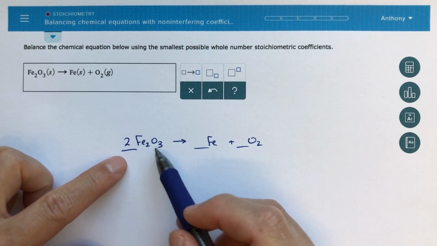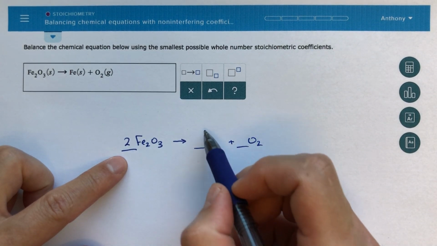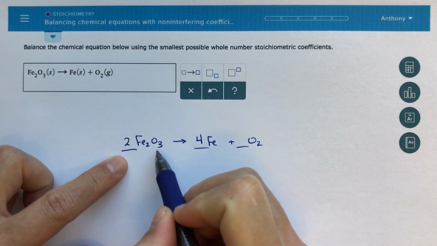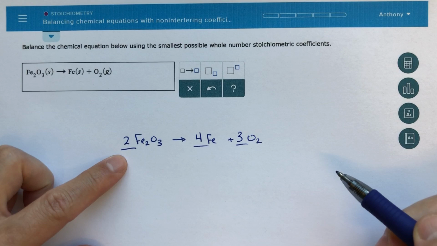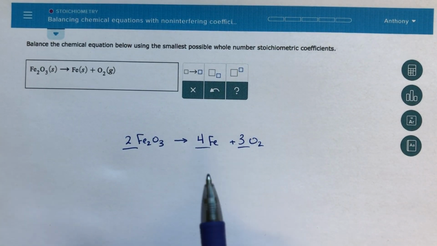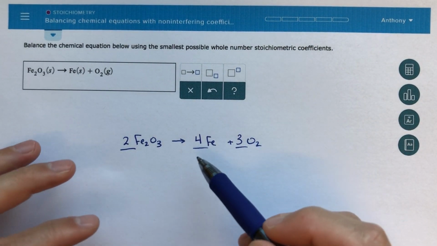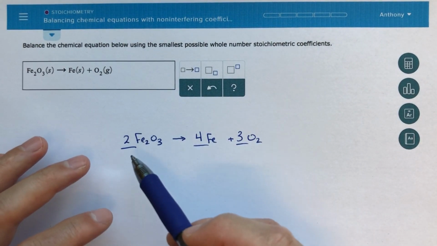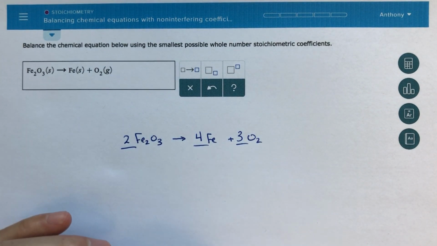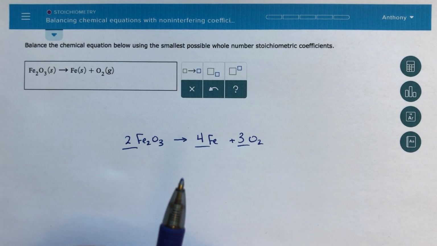I'm going to start by putting a 2 here to say, well, I'm going to have 4 total irons on this side and then 6 oxygens, therefore I'm going to need a 3 here. So this one's definitely a little more complicated, right? And if you go down the wrong path at first, that's okay. You just need to figure out, okay, now I realize I need to have 2 of these. I need to fix my iron, what I did initially or whatever. But those are just some little tricks to help you get started with this concept of balancing chemical equations.